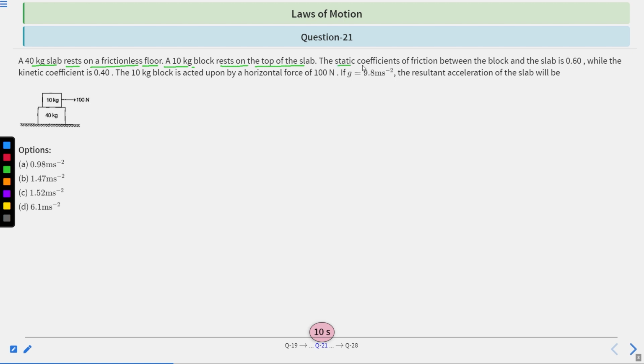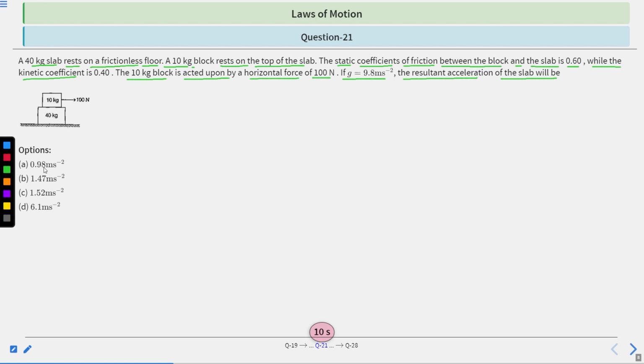The static coefficient of friction between the block and the slab is 0.60, while the kinetic coefficient is 0.40. The 10 kg block is acted upon by a horizontal force of 100 Newton. If g equals 9.8 meter per second square, the resultant acceleration of the slab will be what?